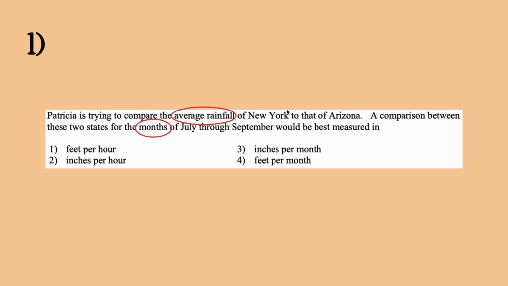Then here's where we really take in our recognition of bigger units and smaller units. Rainfall is always a small unit. We know that from common sense, we don't measure rain in feet. There can't possibly be enough rain for us to measure it in feet. So it would be inches, and it would be inches per month, so our answer is 3.